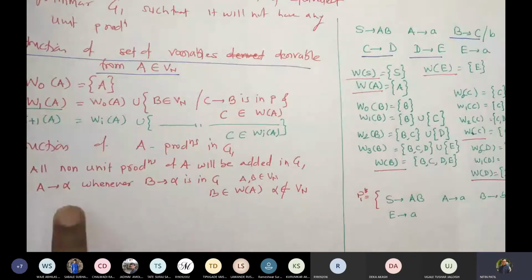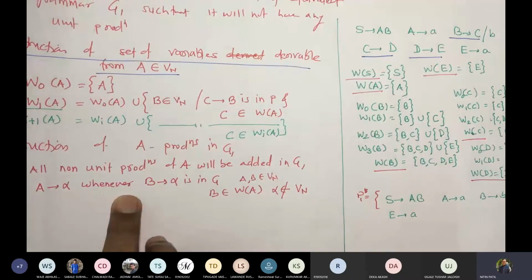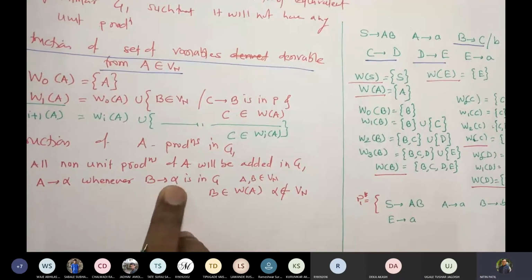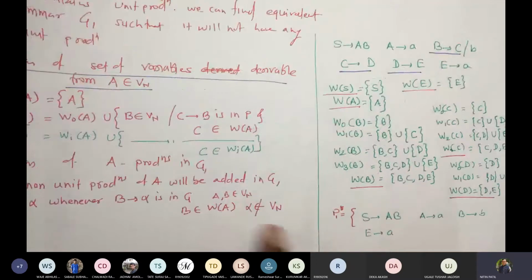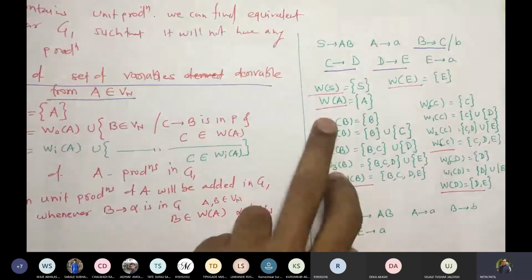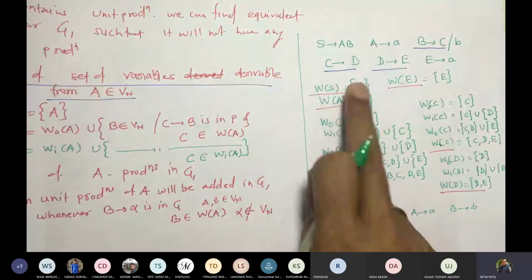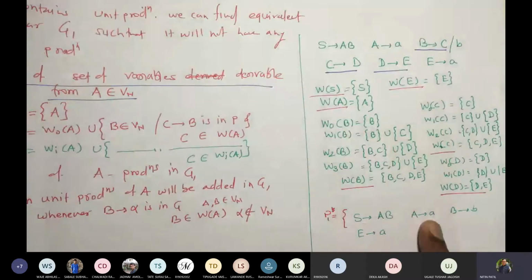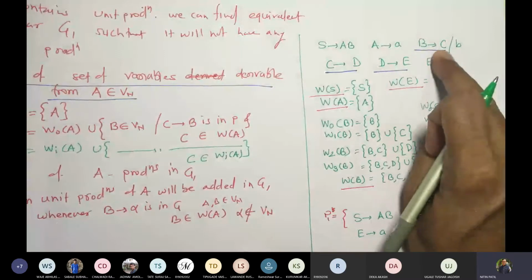Now we'll apply this. We will add A gives alpha in the new production set whenever there is a production B gives alpha, such that alpha does not belong to Vn and B belongs to W of A. A first. W of A, we already added. W of S, they are only two, so we already added the production. For B, this we added. But now B gives C.